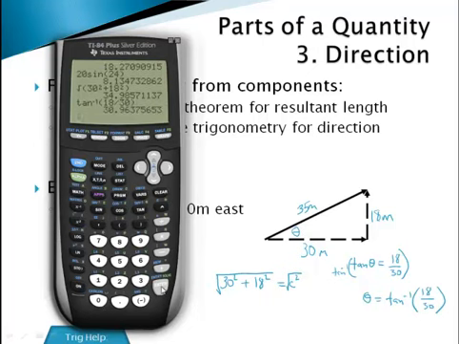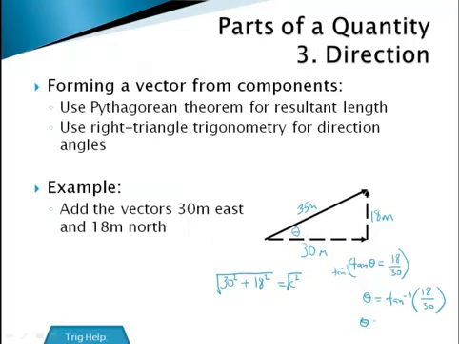So when I enter it in, it looks like 30. So I underestimated a little bit. So theta is approximately 31 degrees.